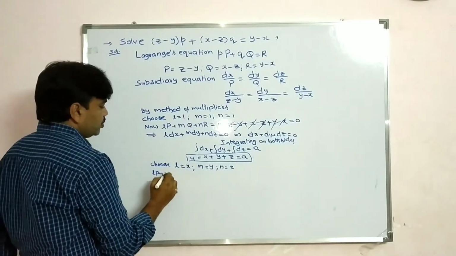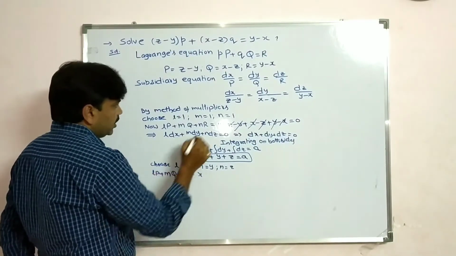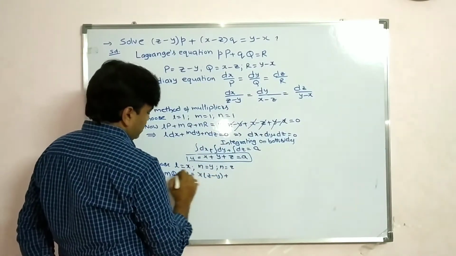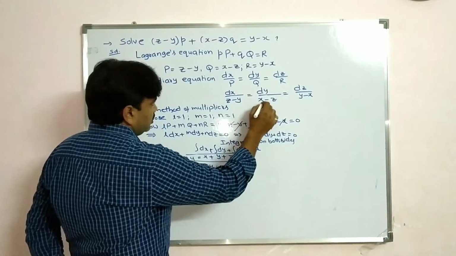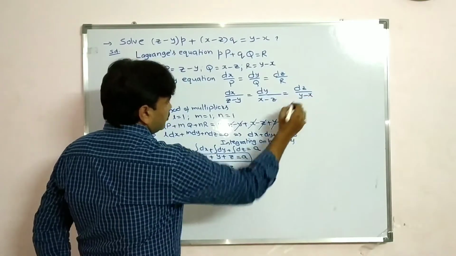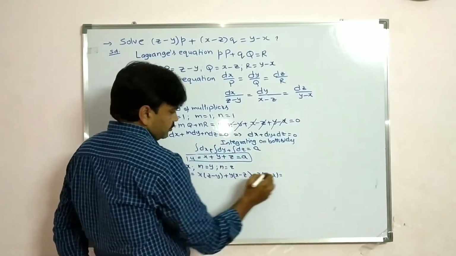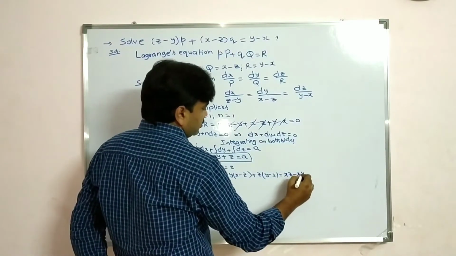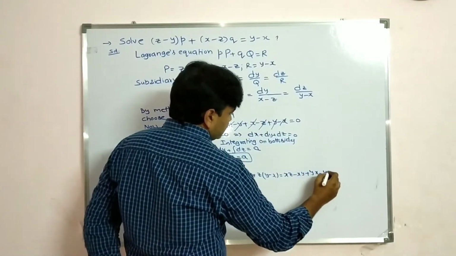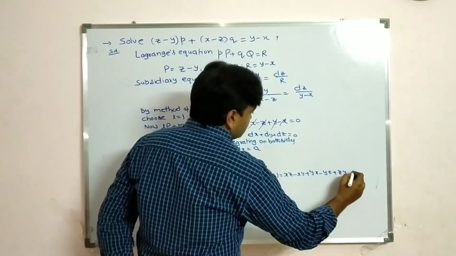LP plus MQ plus NR is equal to x into the P value, z minus y, plus m into the Q value, y into x minus z, plus n into the R value, y minus x. So that is equal to, multiplying, students, xz minus xy plus yx minus yz plus, what was z, students? zy minus zx.